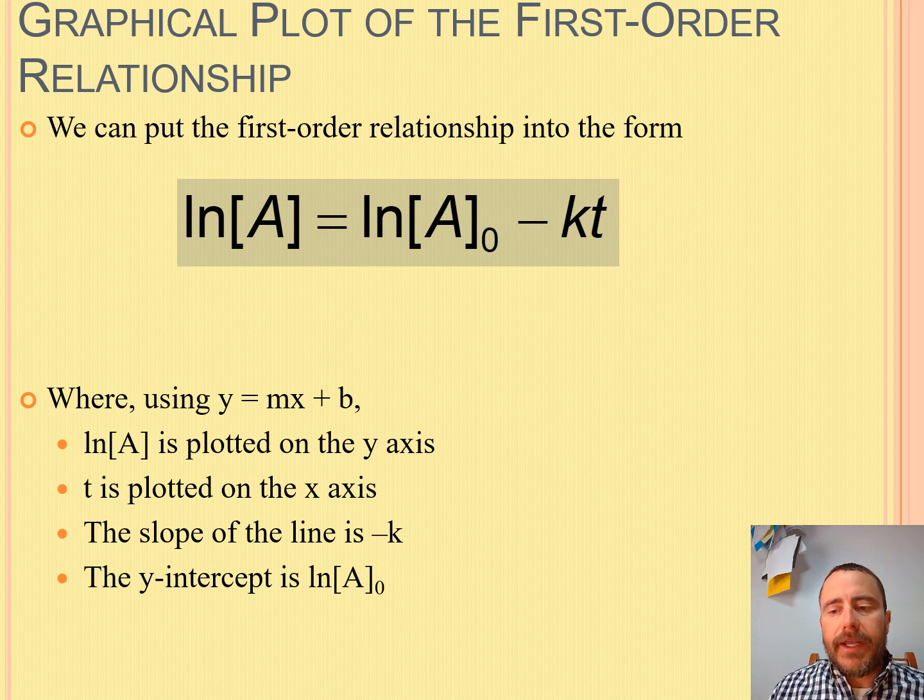If we rearrange the equation that we had on the previous slide, and if we're not good at rearranging this algebraically yet, that's okay. We're going to learn how to break up those natural logs and stuff in a little while. But if we rearrange it and move stuff around algebraically, we get that the natural log of A is equal to the natural log of A naught minus kt. And in the general scheme of things, this looks a lot like y equals mx plus b.